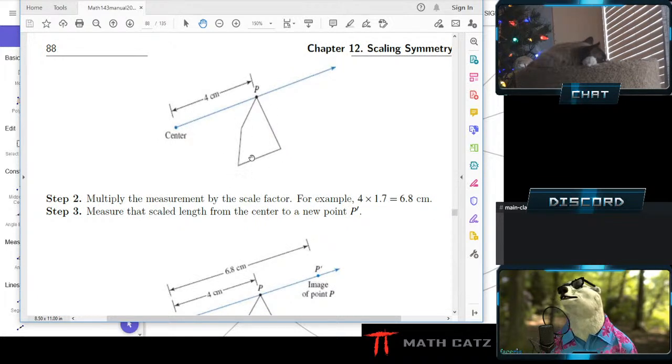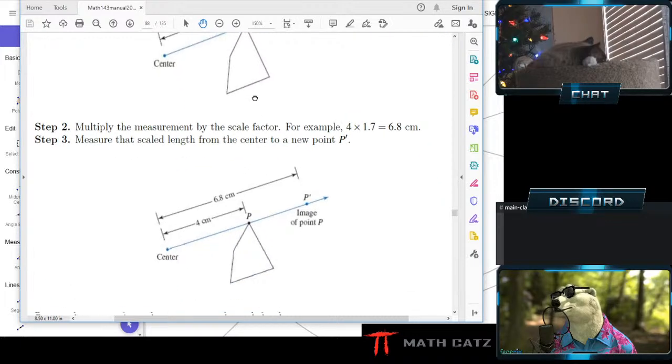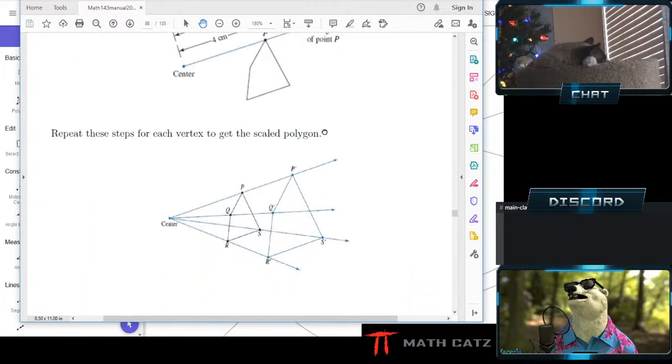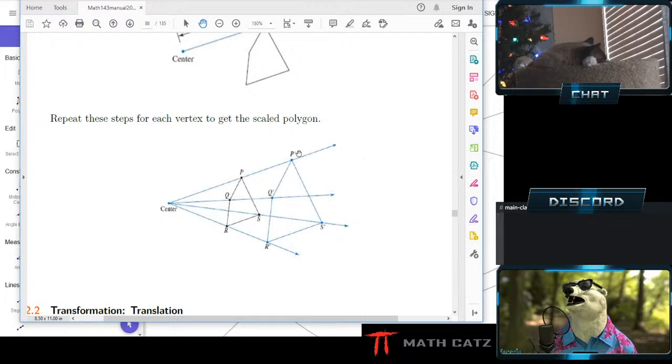So here we have a quadrilateral. We pick a center there. We draw a through line from the center to a vertex. We measure it. We multiply that by the scale factor. We measure that from the center, always from the center. And that's the image, the new point, the transformed vertex. And I keep doing that for all of them. And I get the larger, in this case, 70% larger in side length, quadrilateral.